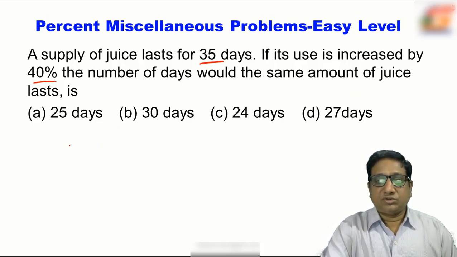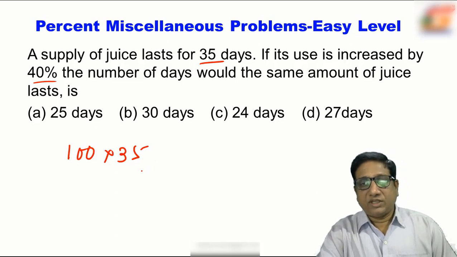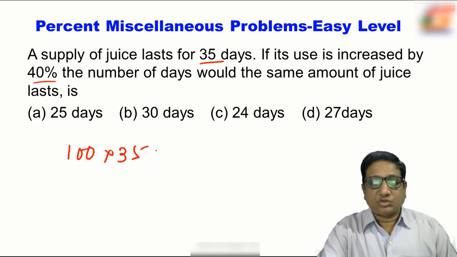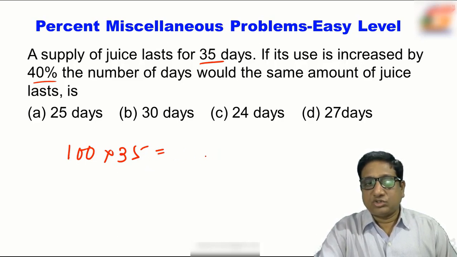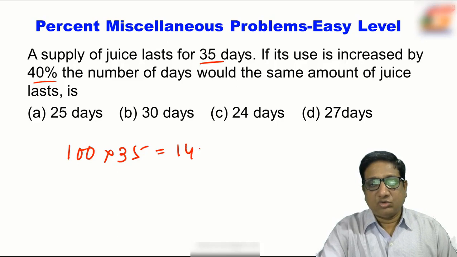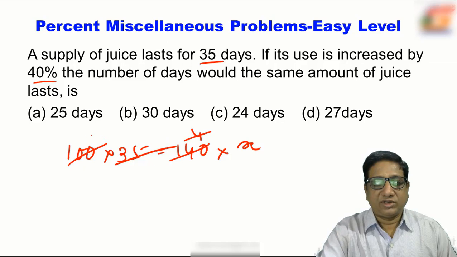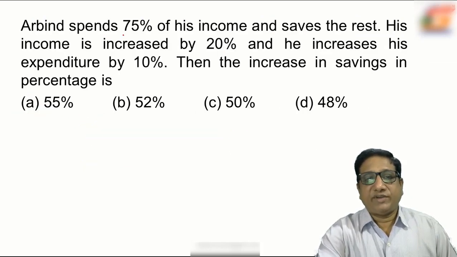Initially, let the use be 100%. Then it lasts for 35 days. This is the total quantity of juice. If the same juice is used with an increased use of 40%, so now use became 140, then number of days is x. So, 35 times 4 is 140, 4 times 25 is 100. So, 25 days.